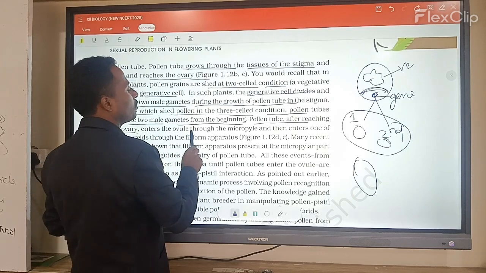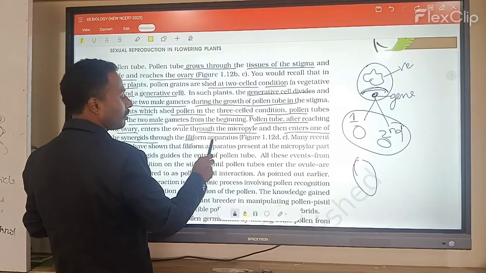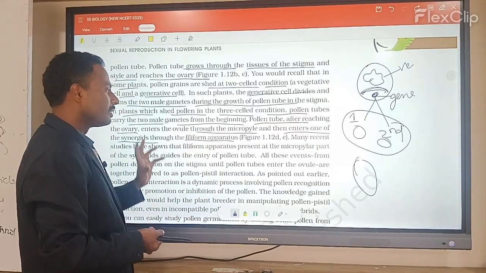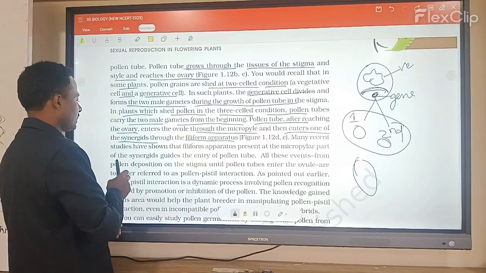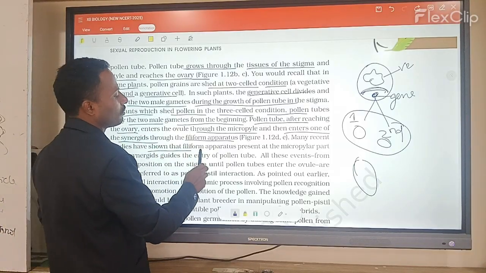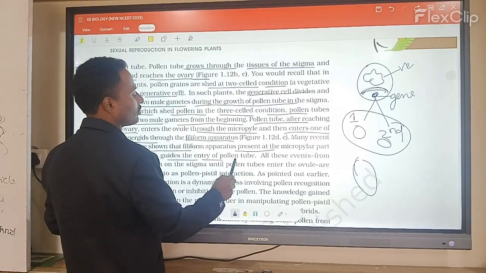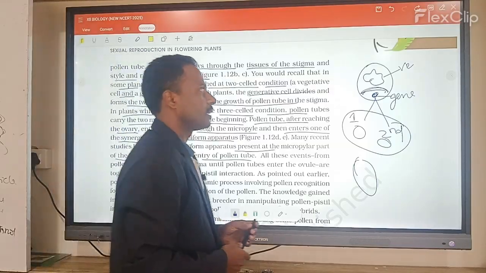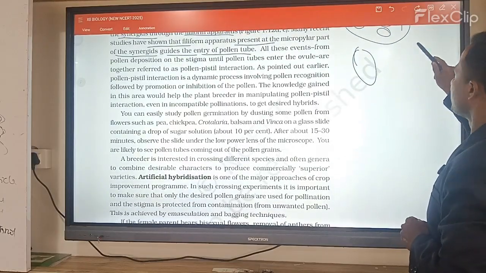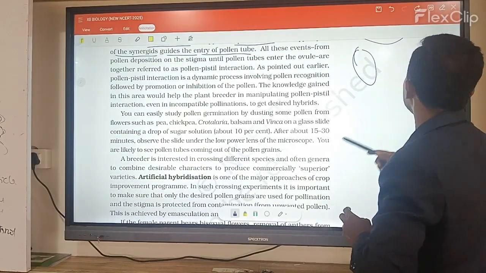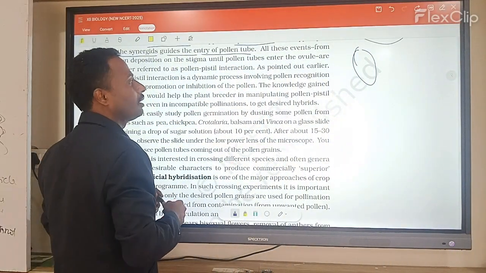Next, the pollen tube enters the ovule through the micropyle, and enters the synergids through the filiform apparatus. Recent studies have shown that the filiform apparatus at the micropylar part of the synergids guides the entry of the pollen tube. The filiform apparatus, the finger-like projections we noticed before, gives guidance to the pollen tube.